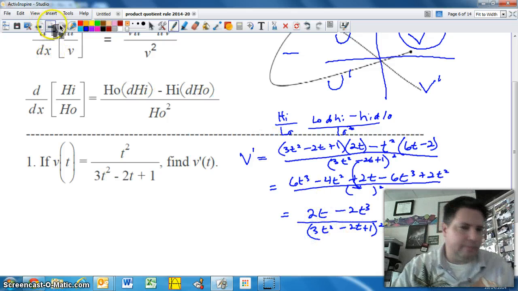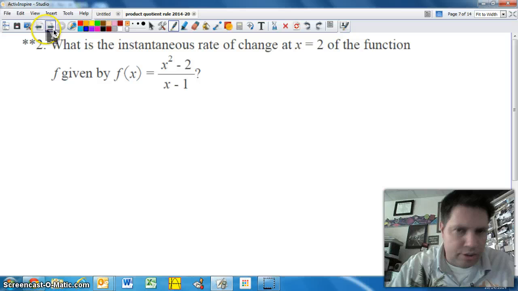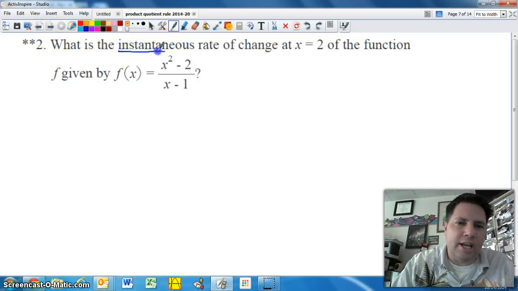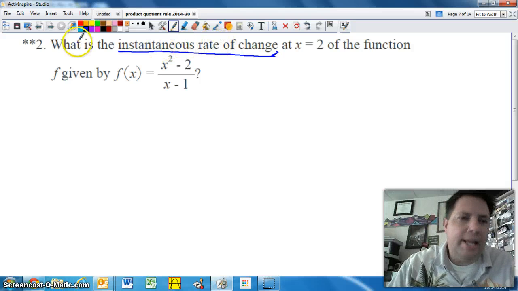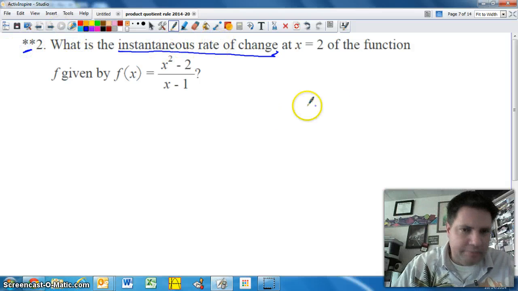So there's number 1. Number 2, let's try that again. Instantaneous rate of change at x equals 2. We already know what that is. This problem was actually on the AP test one year.